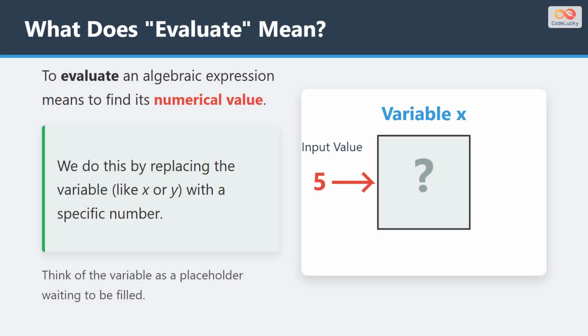First, we need to understand what the word evaluate means in math. Simply put, to evaluate an algebraic expression means to find its numerical value. In algebra, we work with variables like x or y to evaluate. We replace those variables with specific numbers. You can think of a variable as a placeholder or a box waiting to be filled with a number.